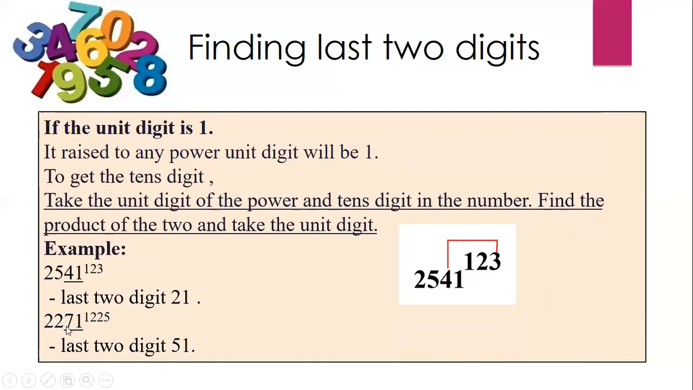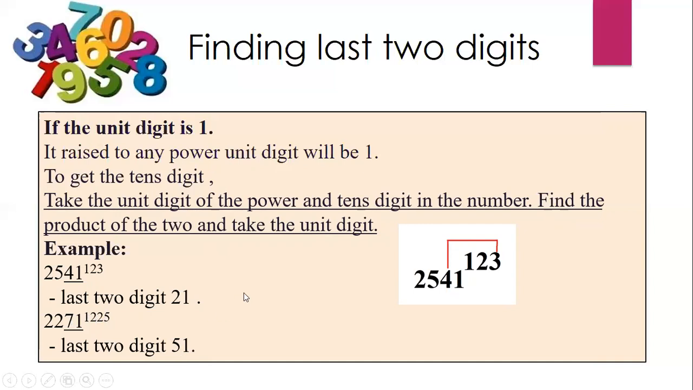Same way here, 2271 to the whole power 1225. The last digit will definitely be 1. To find out the tens digit, just multiply 7 with 5. 7 into 5 is 35. So we take the unit digit 5, and that 5 will come here.